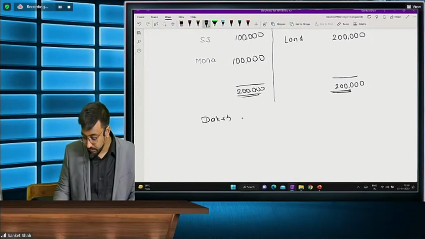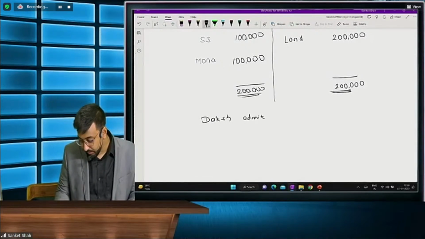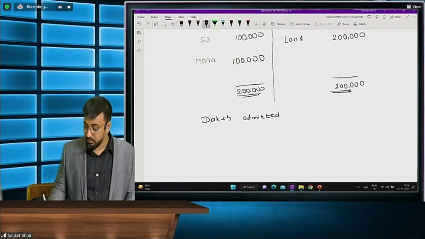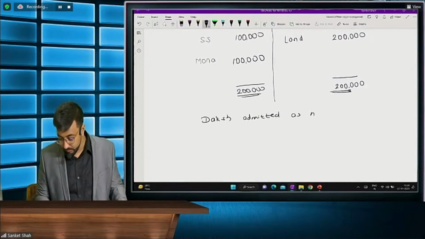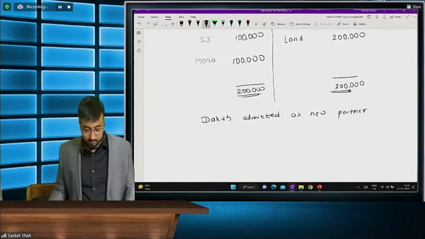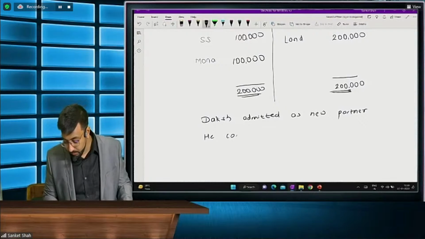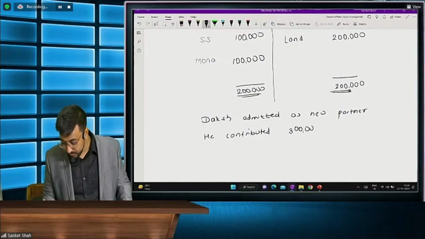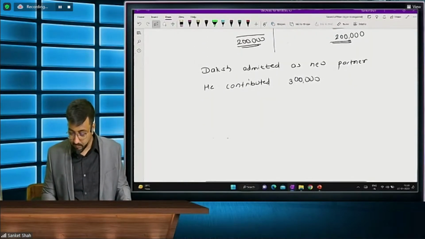Daksh admitted as new partner. He contributed 3 lakhs. Okay.